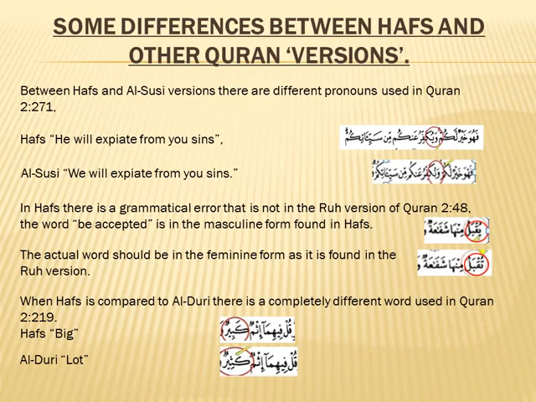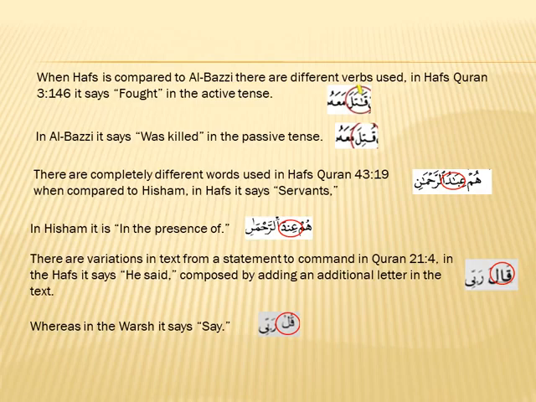When Hafs is compared to Aduri, there is a completely different word used in Quran 2:219. In Hafs it says big, kabir. In Aduri it says lot, kathir. When Hafs is compared to Al-Bazi, there are different verbs used in Hafs, Quran 3:146. It says fought in the active tense, qatala, whereas in Al-Bazi it says was killed in the passive tense, qutila.